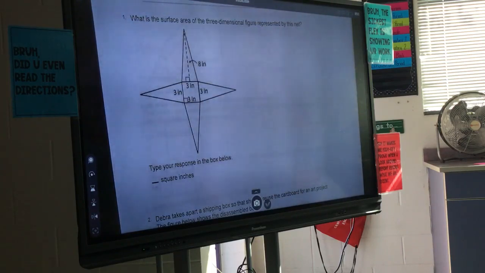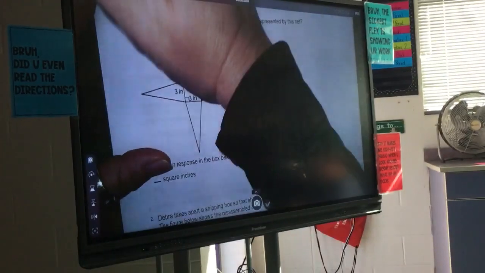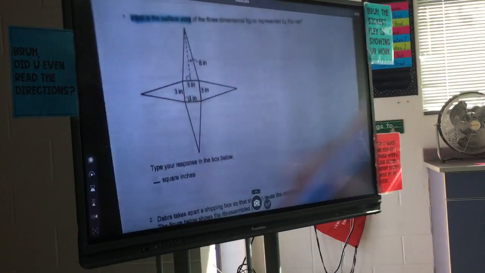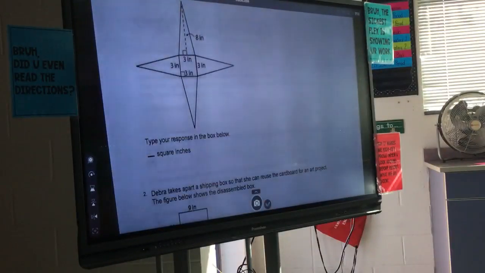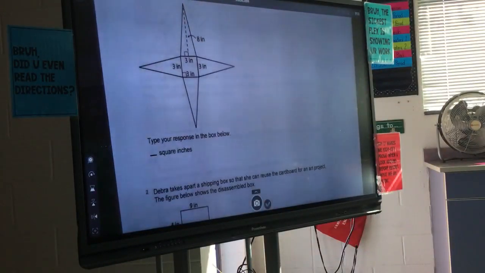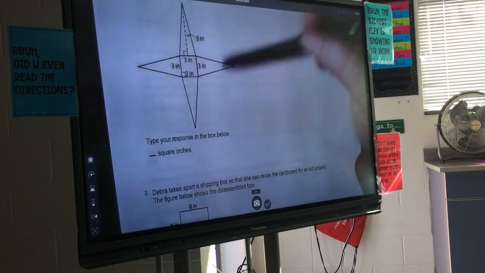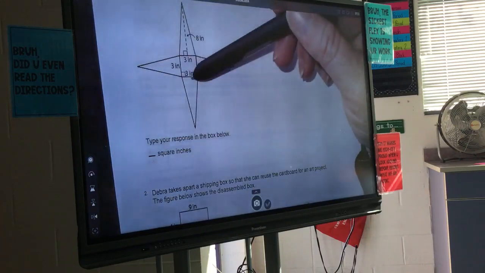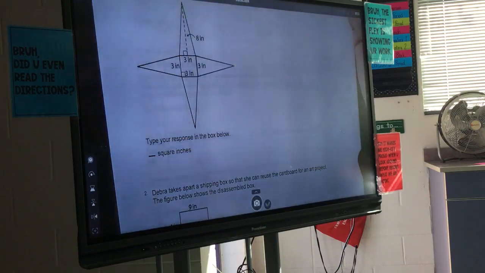All right, so it says, what is the surface area of the three-dimensional figure represented by this net? It tells us right here that we are finding the surface area. Now, what do you notice about this figure? What three-dimensional shape is this? I believe it's a rectangular pyramid or a square pyramid. Right, so it's either a rectangular pyramid or a square pyramid. Now, we have to figure out which one it is.